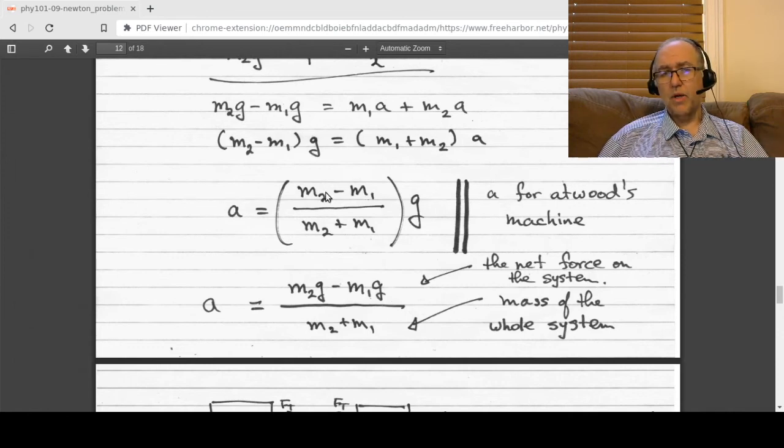In the lab, you just plug in your M1 and M2 here, and you find the A, and then you say, oh, did it actually turn out like this when you do the experiment? And that's how you'll experimentally verify this number, or this equation.